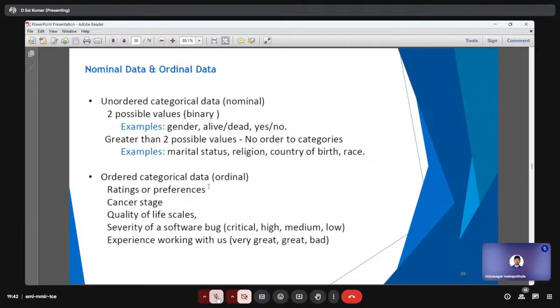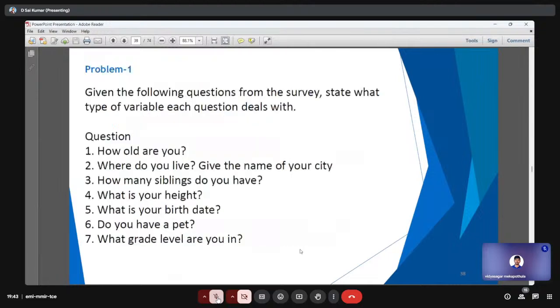Similarly, we have ordered categorical data, which is ordinal. Examples are ratings or preferences, cancer stage, to know what stage a patient is at, and quality of life scales. Another is the severity of a software bug, whether it is critical, high, medium, or low. These are all ordered categorical. Even the experience of a worker, like very great, great, bad. These are some ordinal data.